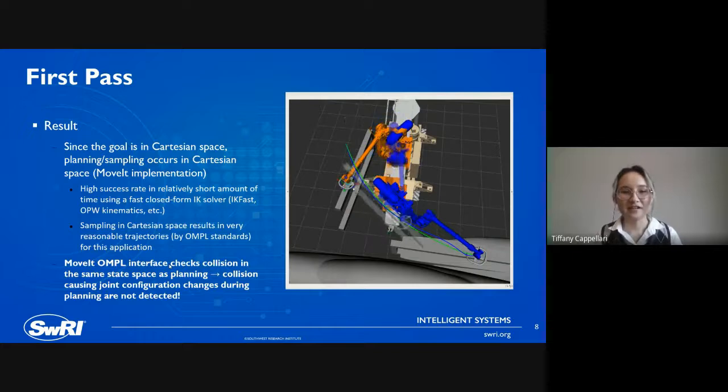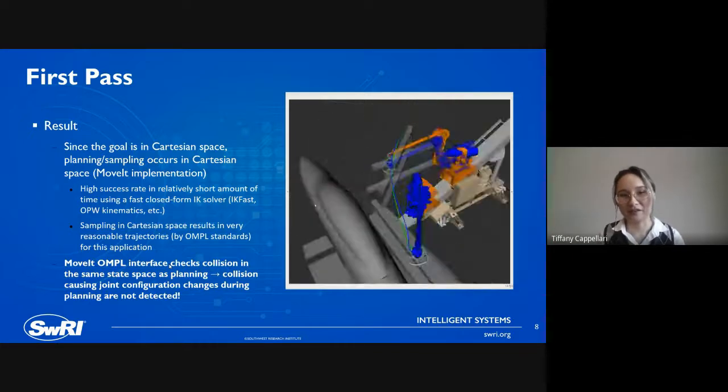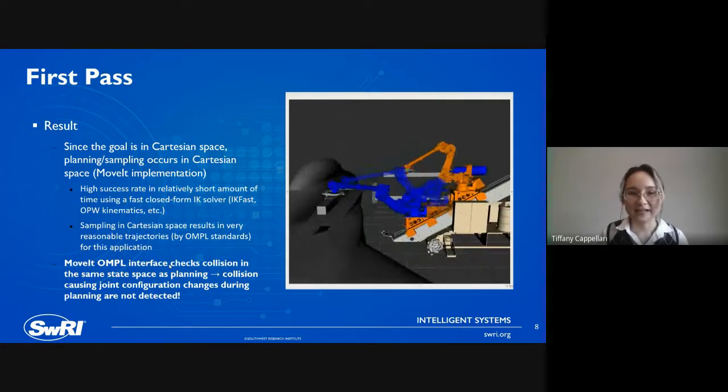While this did have a very high success rate in a relatively short amount of time, and the sampling in Cartesian space did result in reasonable trajectories, it unfortunately didn't detect collisions in the joint space in which the robot is actually moving. These were only detected during planning, and so when the robot would actually move, it would end up with these strange violations. And so we moved on to our second approach.